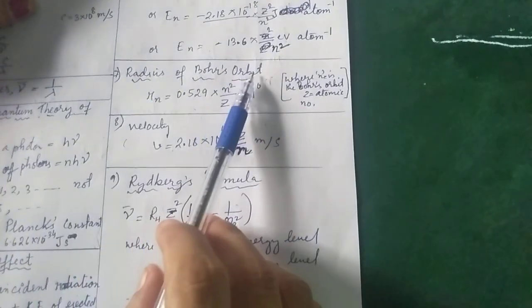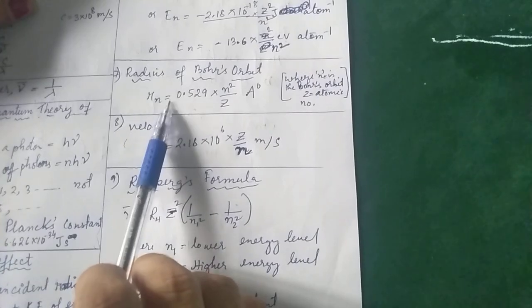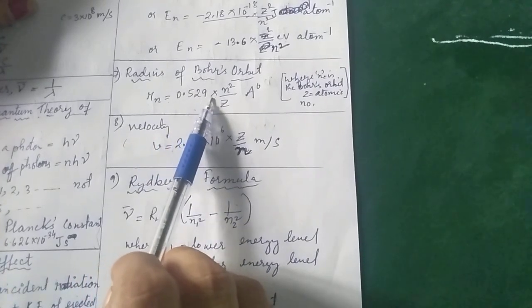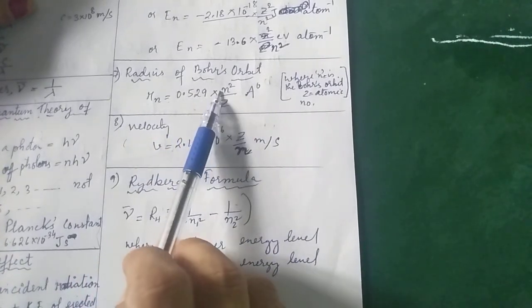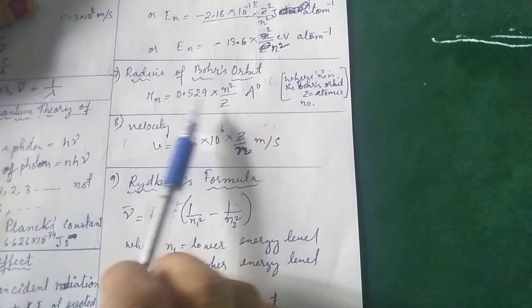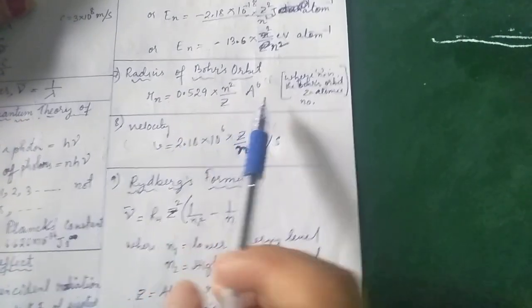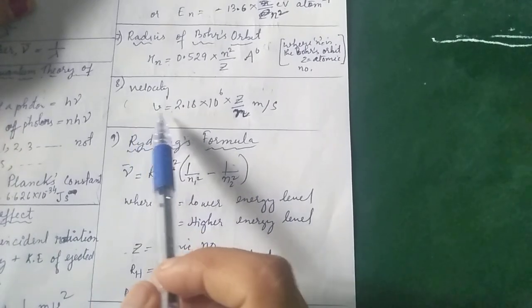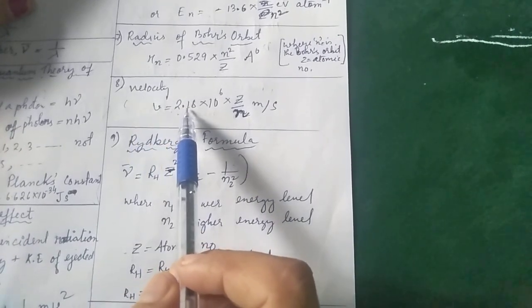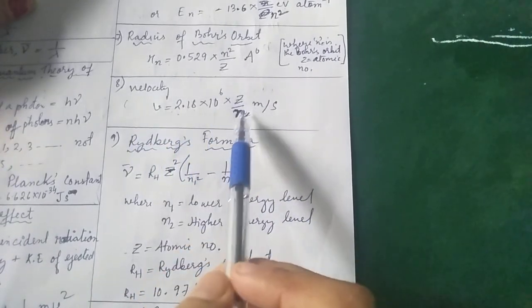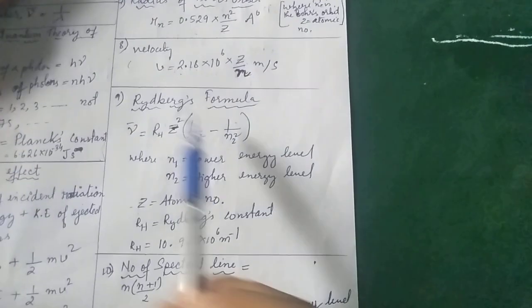Next, radius of Bohr's orbit is 0.529 into n square by z, where n is the orbit number and z is the atomic number. This is in terms of Angstrom. Velocity is given as v is equal to 2.1818 into 10 to the power 6 z by n meter per second.